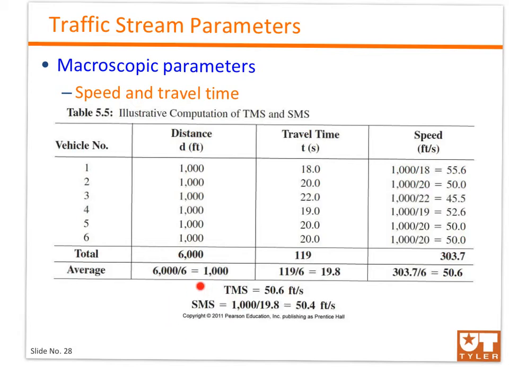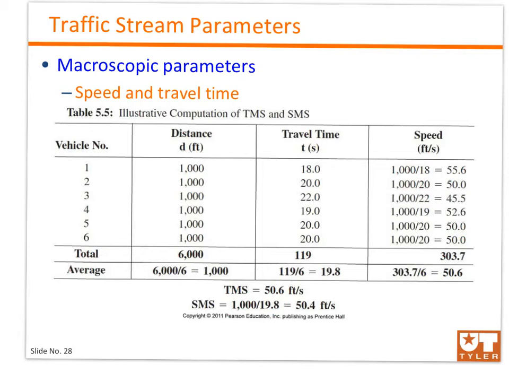While for the space mean speed, I'm really interested in the section, within that distance. So now I have the average length, which is 1000 feet, over the average time, which is 19.8. So 1000 average distance over average time gives me a speed equal to 50.4 feet per second.